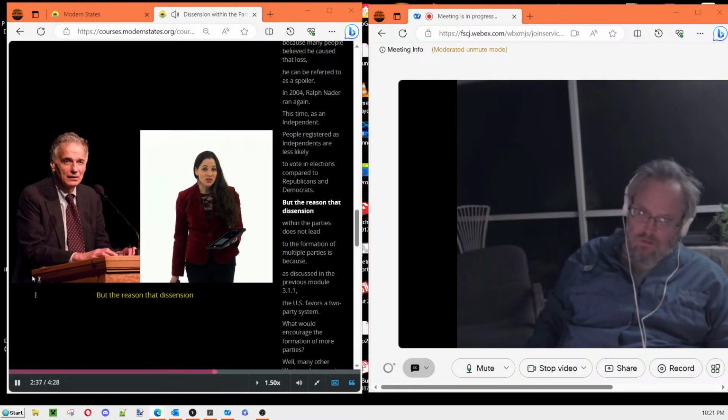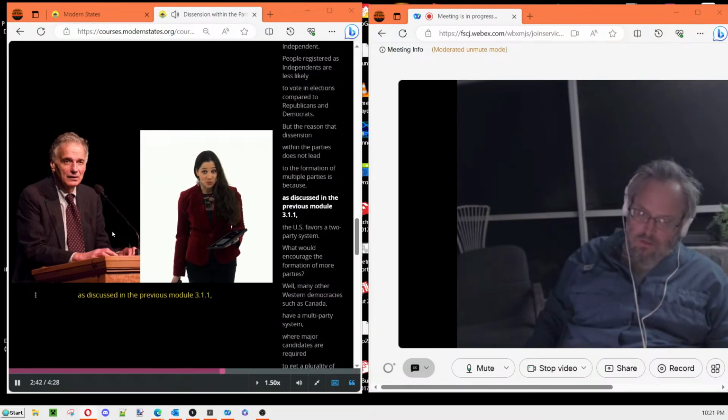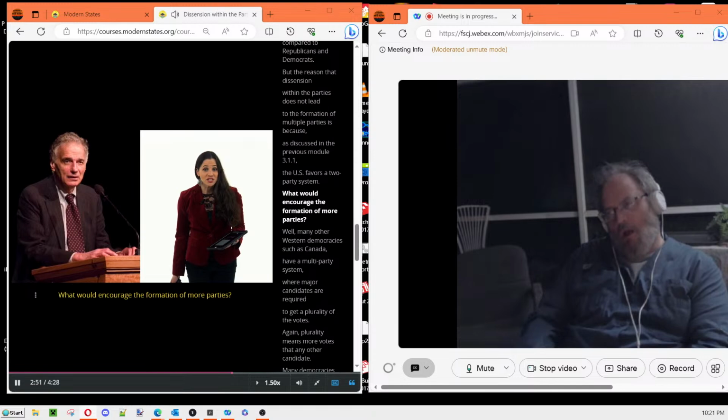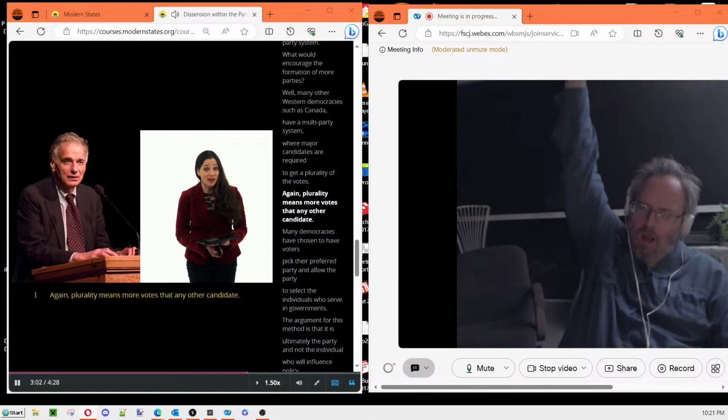But the reason that dissension within the parties does not lead to the formation of multiple parties is because, as discussed in the previous module, Module 3.1.1, the U.S. favors a two-party system. What would encourage the formation of more parties? Well, many other Western democracies, such as Canada, have a multi-party system, where major candidates are required to get a plurality of the votes. Again, plurality means more votes than any other candidate. Many democracies have chosen to have voters pick their preferred party and allow the party to select the individuals who serve in government.